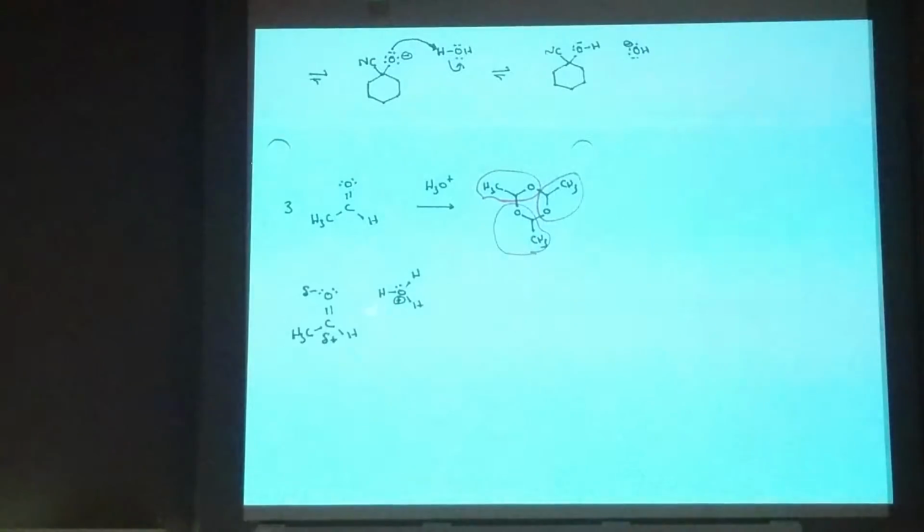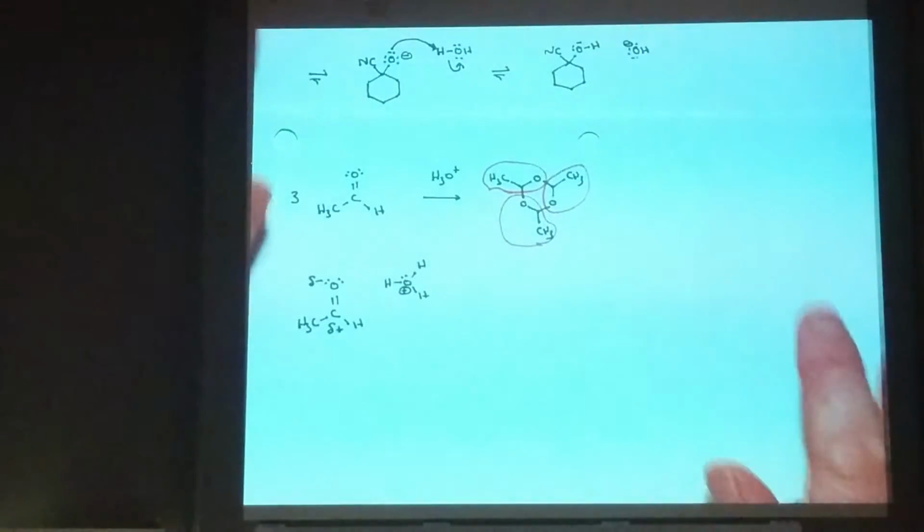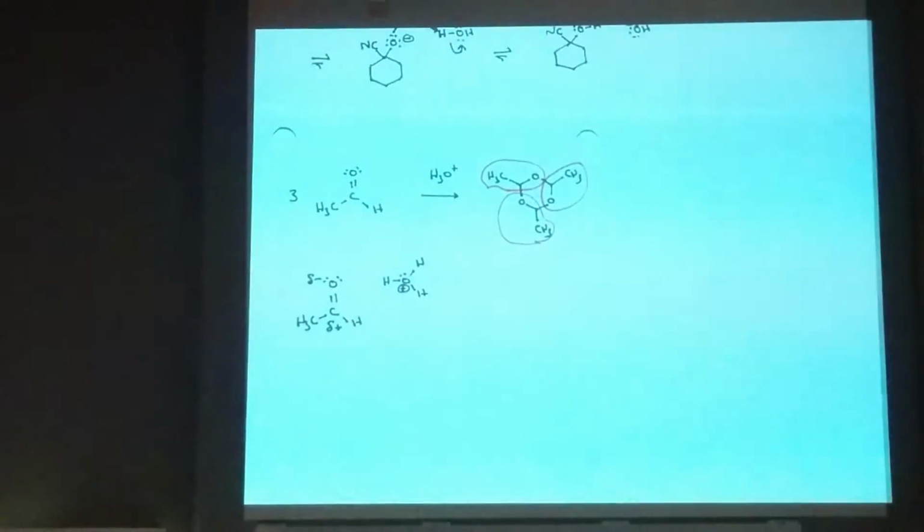Positively charged species generally don't like other positively charged species. Positively charged species get attracted to things that are electron rich. What it all boils down to is electron rich reacts with electron poor. If you can find where the electron density is and where the electron density isn't, you can start figuring out how electrons are going to flow.